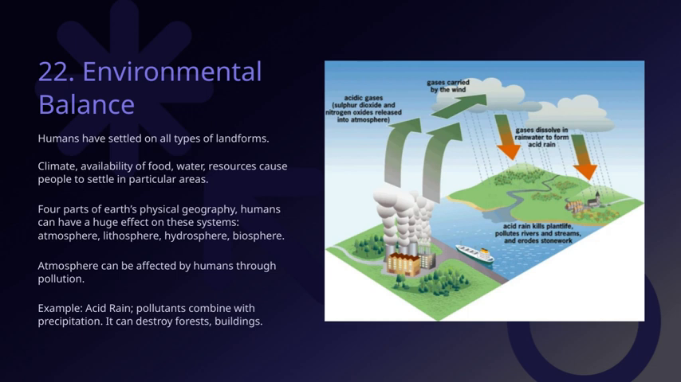For example, climate changes, resource availability, and water supply influence where people choose to settle. Historically and today, humans have settled on all kinds of landforms, adapting to and sometimes altering the environment to meet their needs. Understanding this balance is crucial because it shows how interconnected our actions are with the health of the planet, and it ties back to the overall theme of how humans influence Earth's systems.